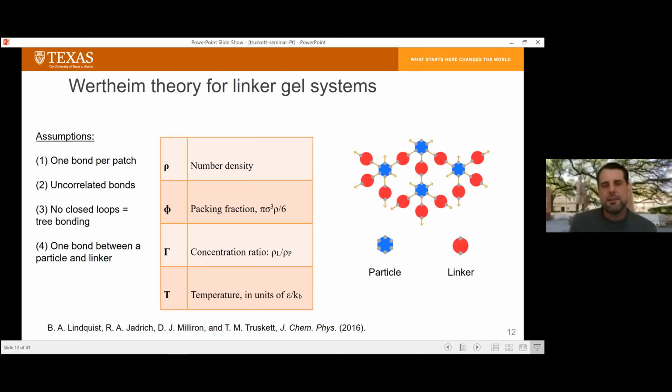And so to understand theoretically and make predictions about that kind of strategy, we can turn to Wertheim theory, which is a theory for association of molecules, colloids, etc. I'm going to begin by talking about a very basic version of Wertheim theory, where the predictions rest on the assumption of one bond per patch on a particle. So you have patchy particles, and those particles can only bond once for each patch. The theory treats those patches as uncorrelated. It also assumes a tree-like structure of the network, so no closed loops, and also one bond between a particle and a linker. And just some terminology here, because it's useful for looking at future graphs: number density, the normal packing fraction of colloids. Here I'm looking at the concentration ratio of the linker to the colloidal particle, and then temperature divided by the bonding strength.